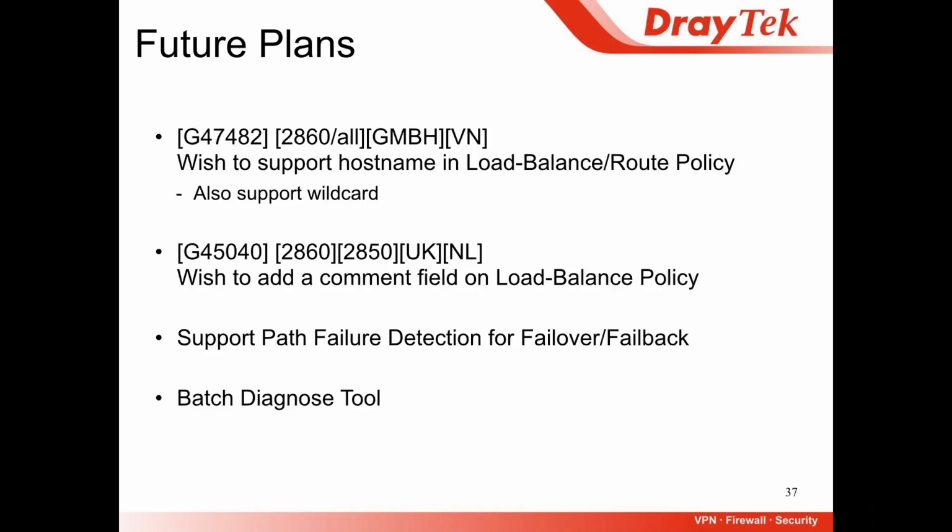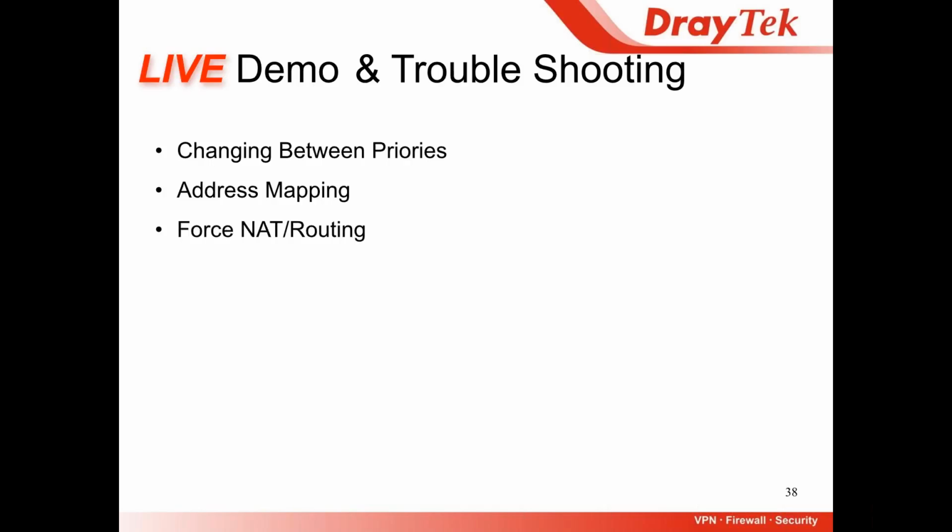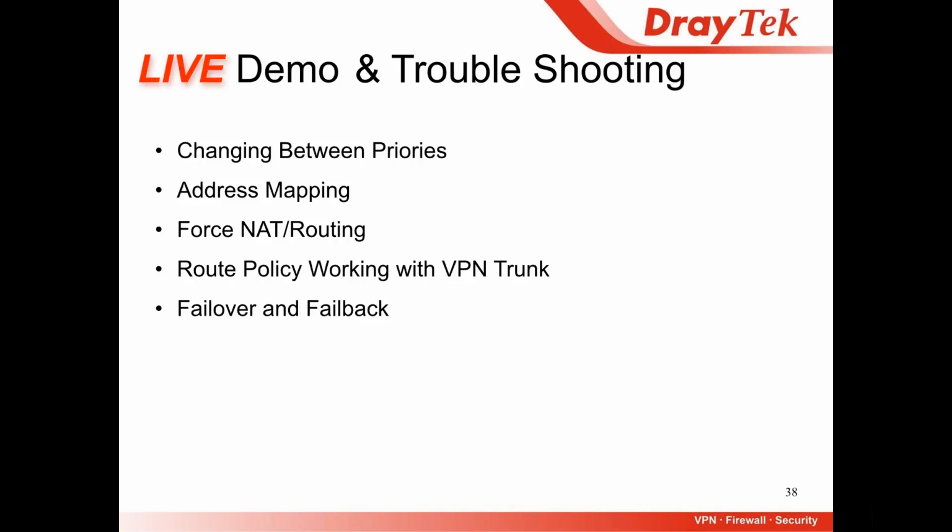Also, we will support a batch diagnose tool. Now we support a single diagnose tool, and I'll show you later in the demo part, so you will have a clearer view of the batch diagnose tool. Now I'll demo. First, I'll change between priorities and show you the difference. And I'll demo address mapping, force native, force routing, and route policy with VPN trunk, failover, failback. So these are the 5 demos I will do.